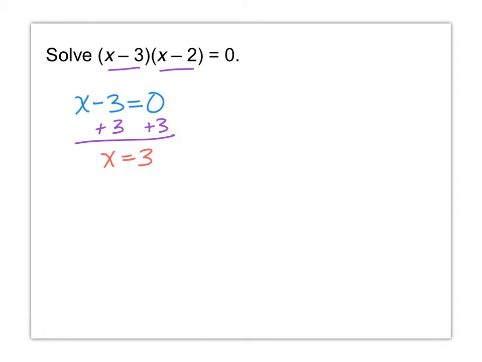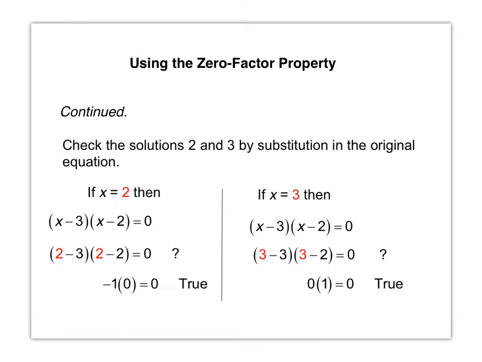The other possibility is that this second factor is equal to 0. So we can set x minus 2 equal to 0 and solve this equation for x by adding 2 to both sides. And we get x equals 2 is another solution to this equation. And you can check your answer for both of these to make sure that you get a true statement.